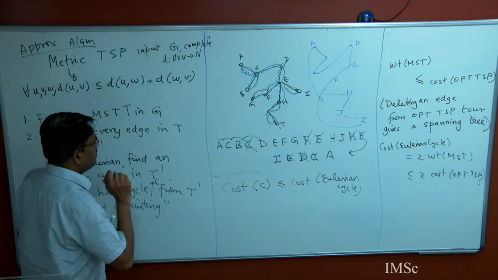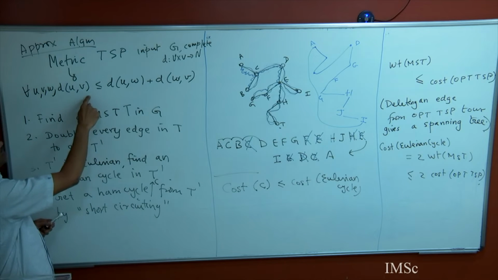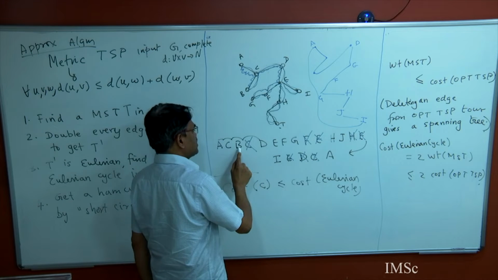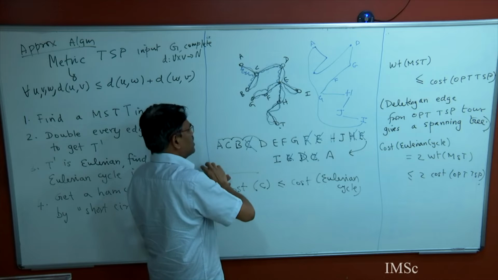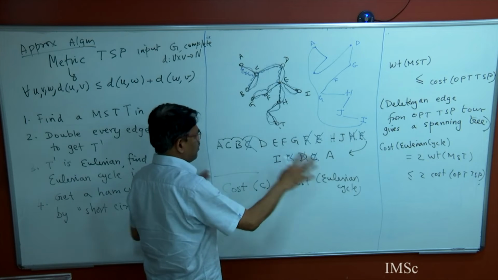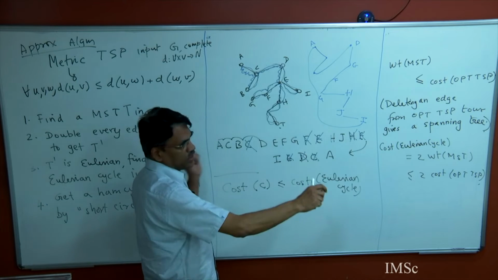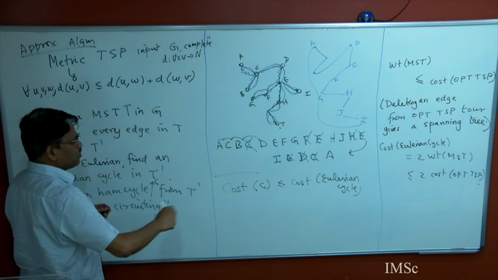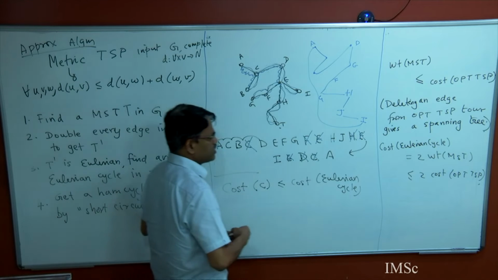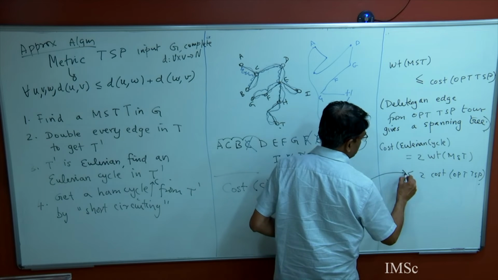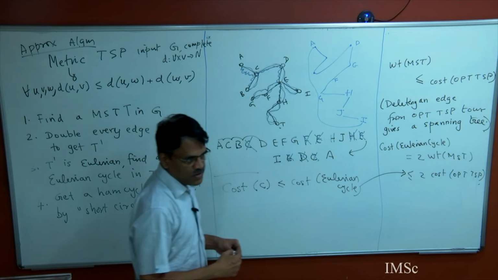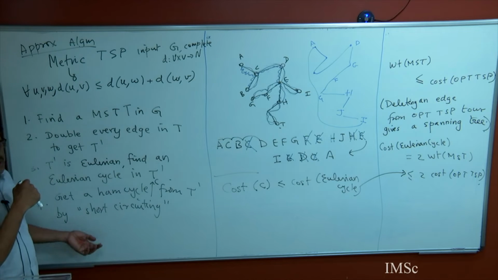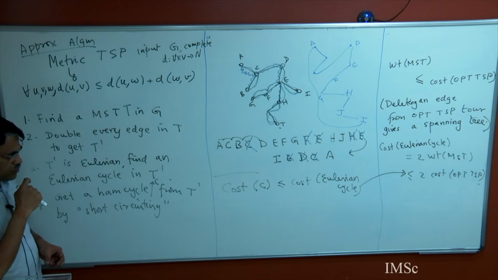So this is the place where we use the fact that you have metric TSP. So BD cost is less than or equal to BC plus CD. That's all we are doing throughout, we're just short circuiting. So apply this triangle inequality multiple times. This tour is less than or equal to the cost of the Eulerian cycle, which is at most 2 times the cost of optimum TSP. So we have produced a cycle which is at most 2 times optimum.